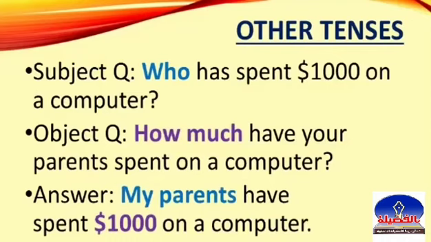Let's consider the present perfect. My parents have spent $1,000 on a computer. The subject of that sentence is my parents, and the object is $1,000. To form a subject question, we would ask, who has spent $1,000 on a computer? And to make an object question, we would ask, how much have your parents spent on a computer?